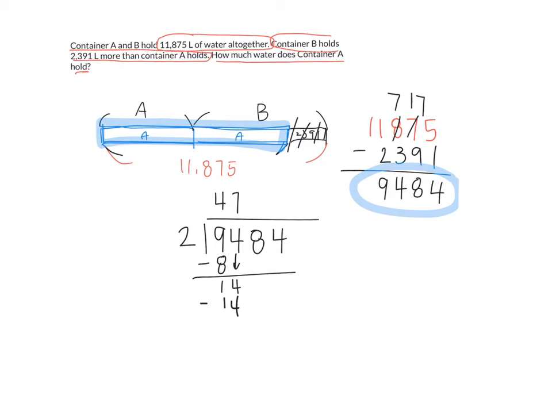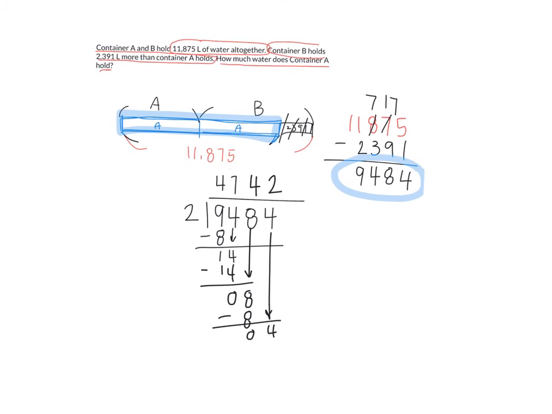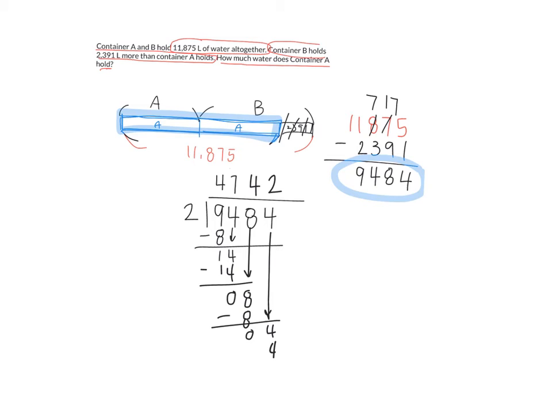What's 14 minus 14? Okay, we bring down the 8. What's 8 divided by 2? 4. What's 4 times 2? 8. Okay, what's 8 minus 8? 0. Good, we bring down the 4. What's 4 divided by 2? 2. Okay, what's 2 times 2? 4. What's 4 minus 4? 0. Good. So we're done.